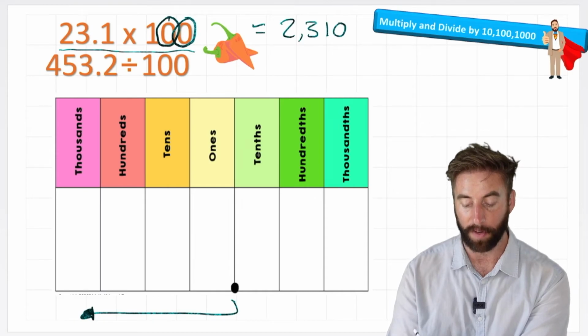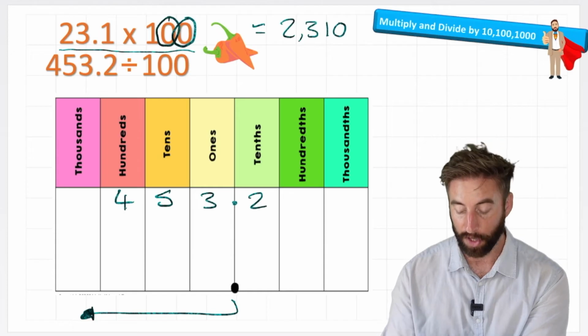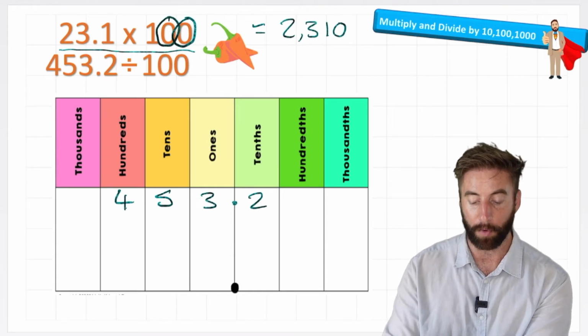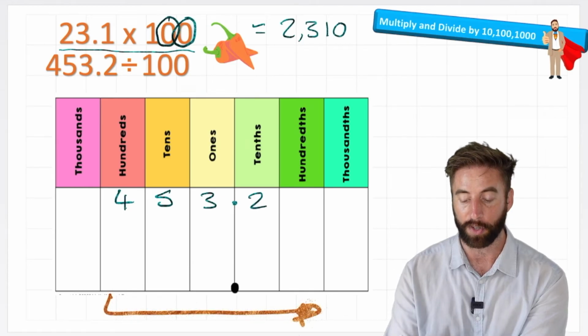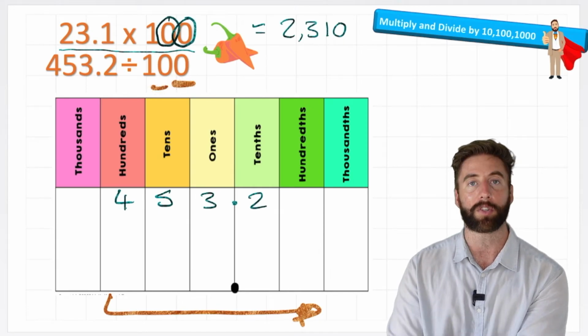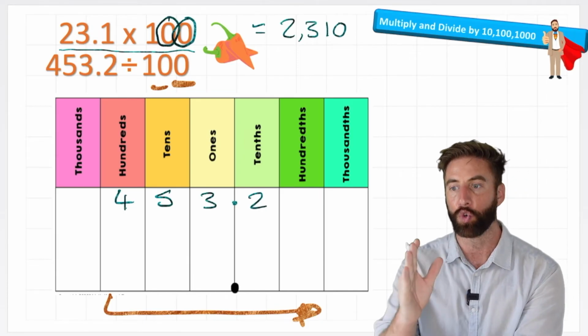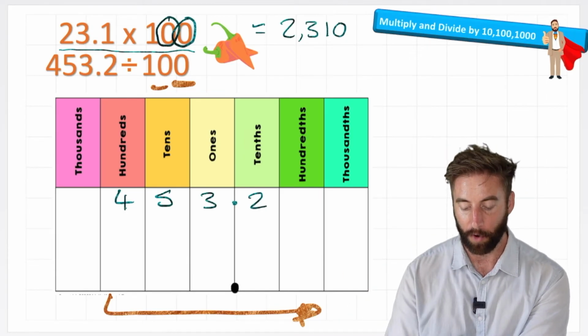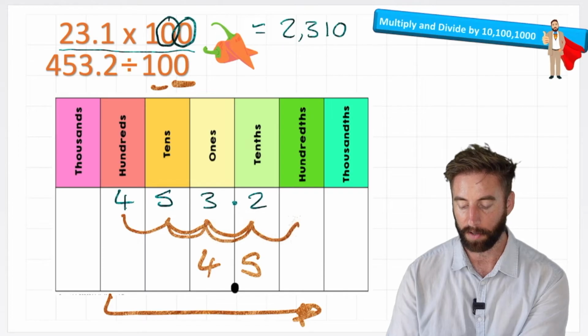Okay, next is my division. I have 453.2. There we go, all ready to begin, and I'm dividing by 100, so this time I'm not going to move up the place value chart, I'm actually going to be moving down the place value chart. So how many times am I moving? Again, 1, 2 zeros in my 100, or a different way of thinking about it, 100 times greater is going to be 2 columns across. So I'm going to start with my 4 and move it 1, 2, then my 5, 1, 2, my 3, 1, 2, and my 2, 1, 2.